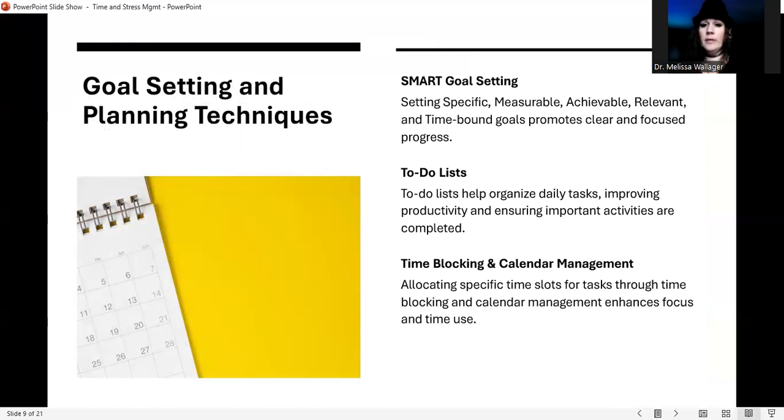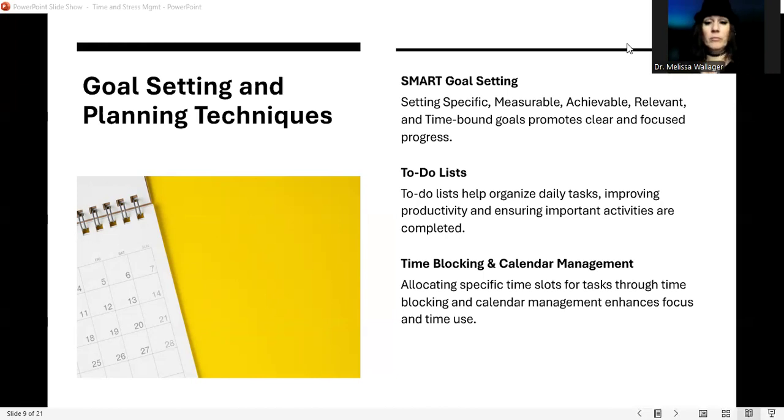Goal setting and planning techniques. One goal setting and planning technique that comes highly recommended is SMART goal setting. So setting specific, measurable, achievable, relevant, and time-bound goals can definitely help with progress and keeping a clear focus throughout the day. Now, again, these things take practice. This is not something where you say, okay, I'm going to do SMART goals and you'll be an expert at it the next day. No, this is just taking the steps to get to the point where you decrease your stress as you go.